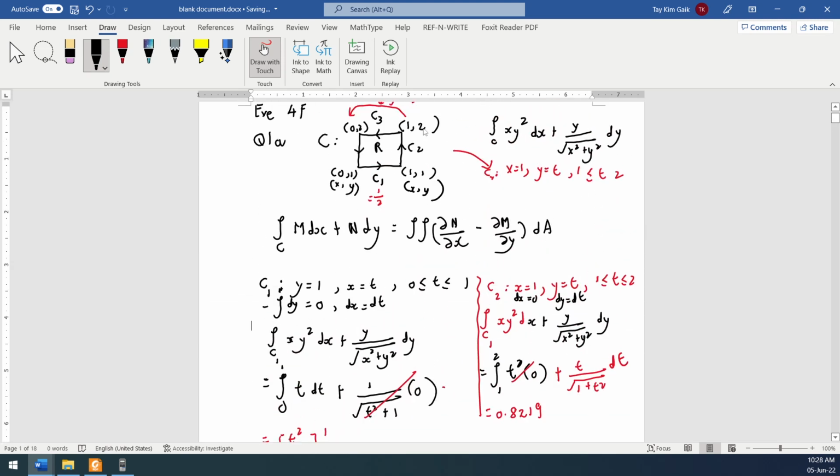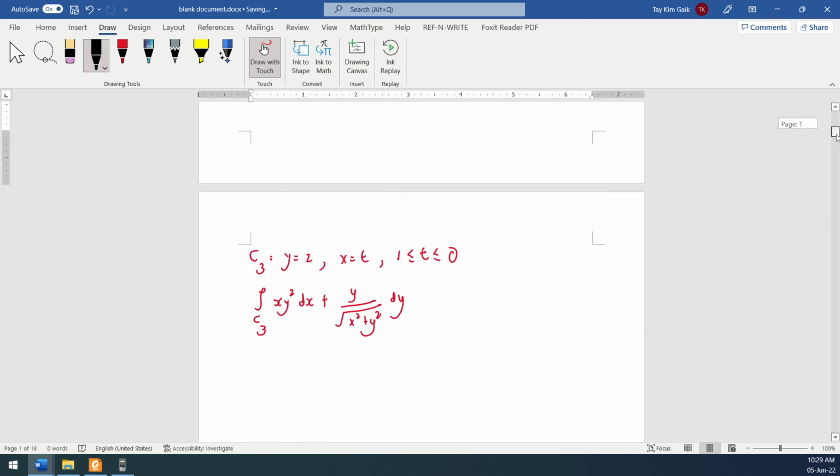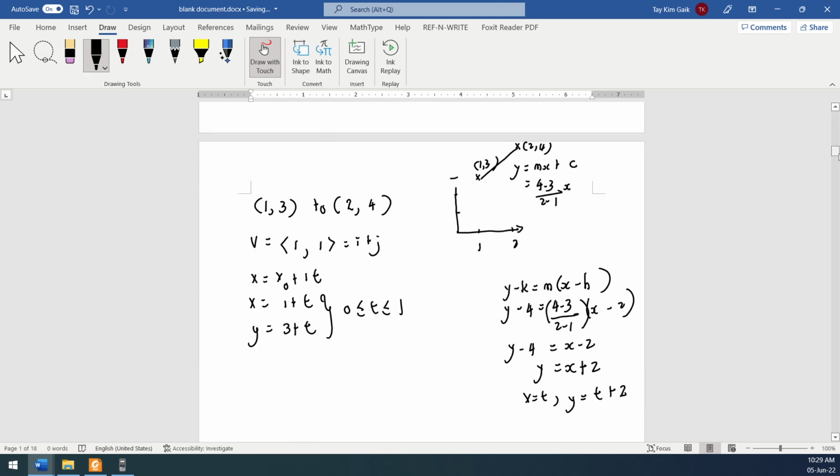Here for this curve C3, y is 2, so y is constant. That's why we fix y as 2. x moves from 1 to 0, that's why t moves from 1 to 0. If you don't have x constant or y constant, then normally we connect the points with a linear graph. Then you can either use this technique, y minus k equals m times x minus h, to get the linear equation, and then let x equal t, or you can use the vector technique. Both look like different parametric equations, but they will get the same line integral answer.